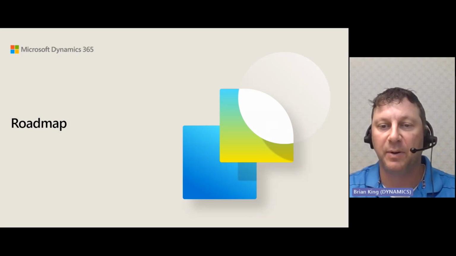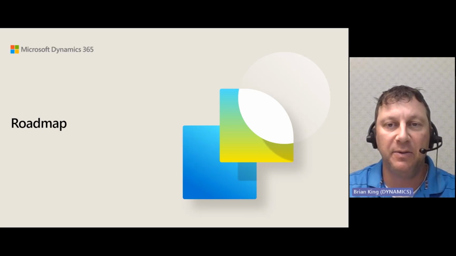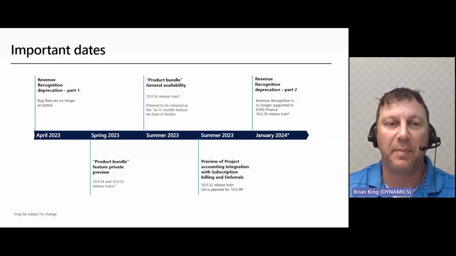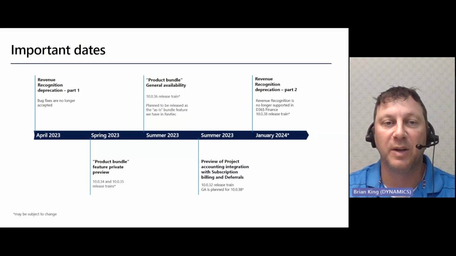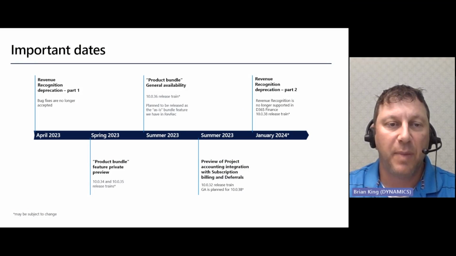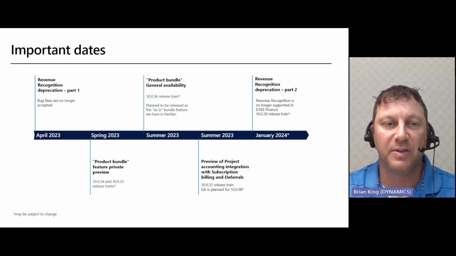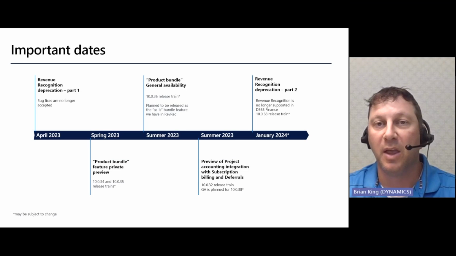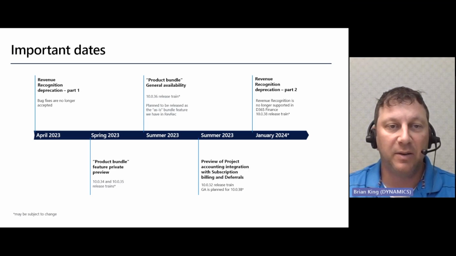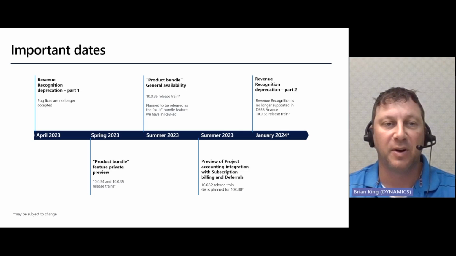Now we're going to jump into some roadmap topics. So we'll take a look at the roadmap as far as revenue recognition and deprecation are concerned, and a few pieces related to it. Back in April was essentially our soft deprecation of revenue recognition. The module remained in the product. We essentially stopped taking hotfix requests or bug requests for that particular product. So that started in April.